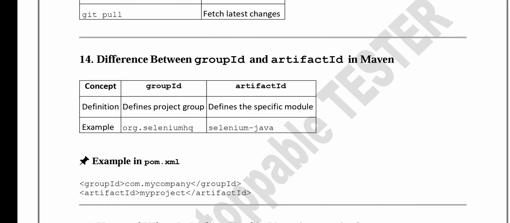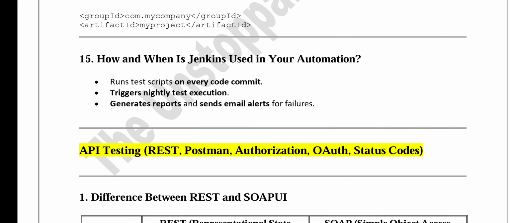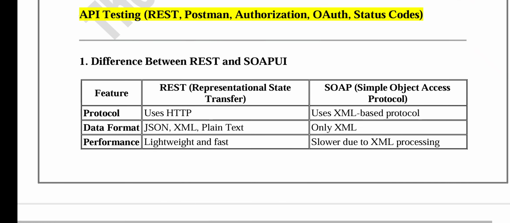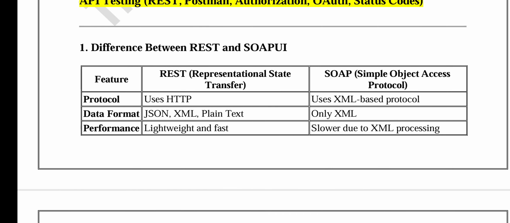What's the difference between group ID and artifact ID in the Maven? How and when is Jenkins used in your automation? Okay. And the next set of interview questions are with respect to the API testing covering REST, Postman, authorization, and OAuth and status codes. Okay.